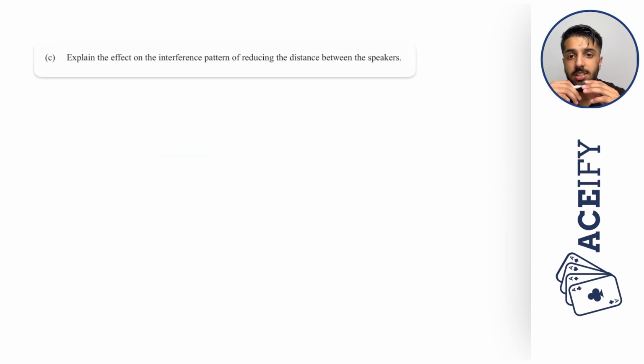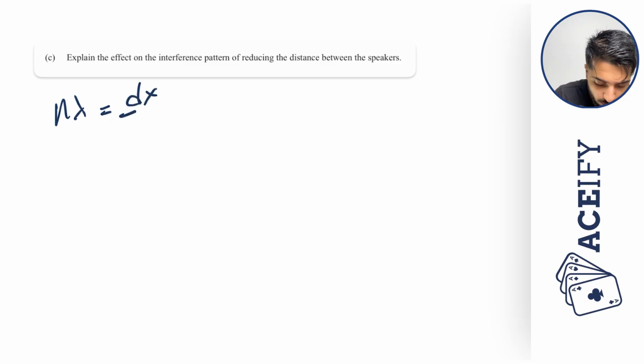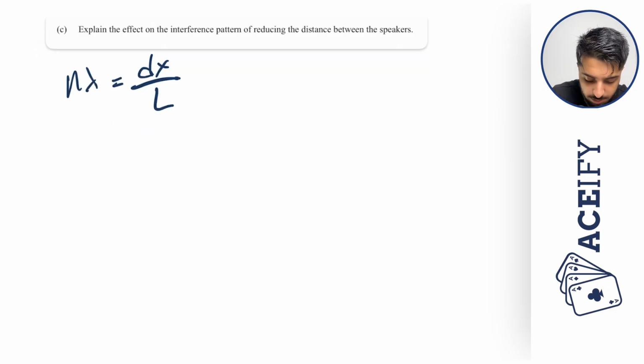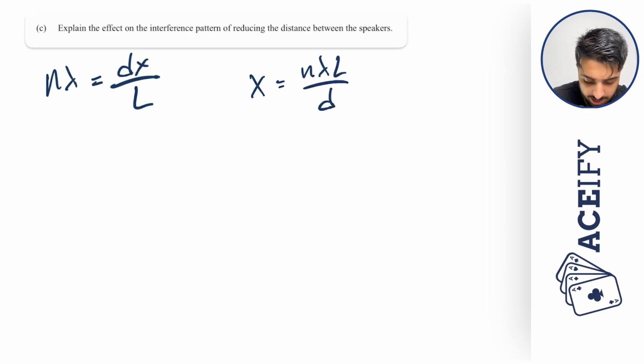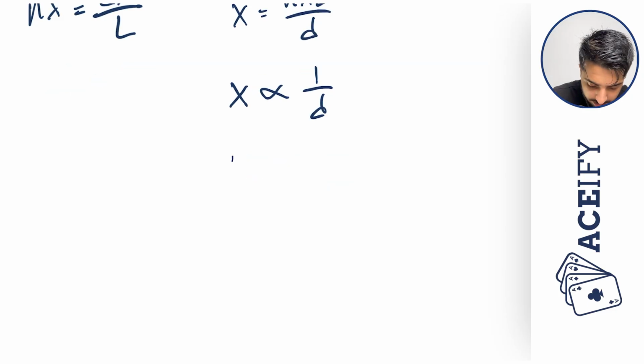Explain the effect of the interference pattern on reducing the distance between the speakers. Okay, so if we take our equation, n lambda is equal to dx all over L. If we rearrange for x, we get x is equal to n lambda L all over d. And as you can see, x is inversely proportional to d. If d decreases, then x will increase.